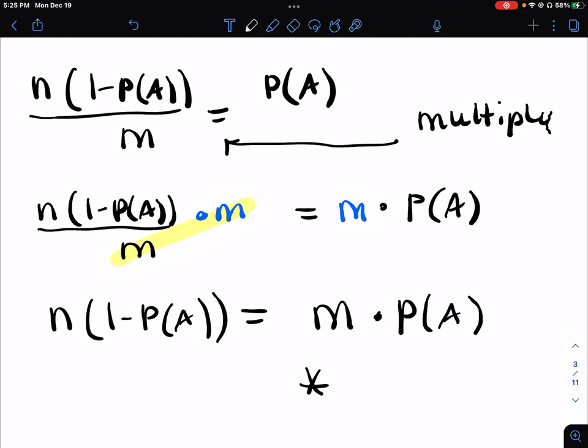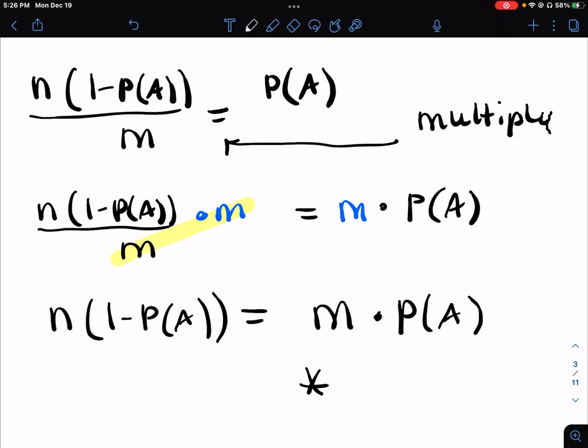Okay, now to solve for P of A, we're trying to solve for that top left. Okay, so it's asking us to solve for the n. So what gets rid of that divide by m? Okay, divide by m. M is in mark. The opposite of divide is multiply, so we're going to multiply by m on both sides. On that left side, the multiply and divide cancel.